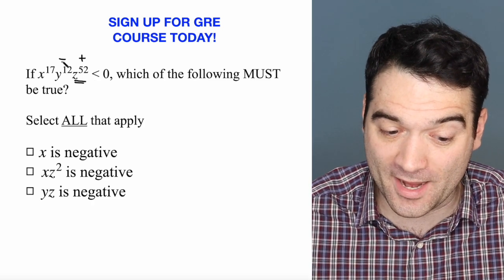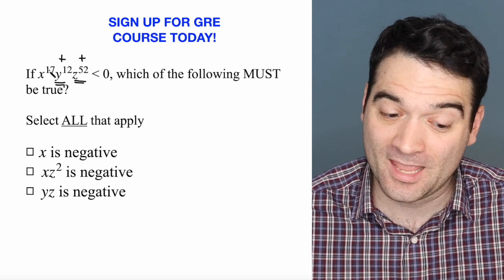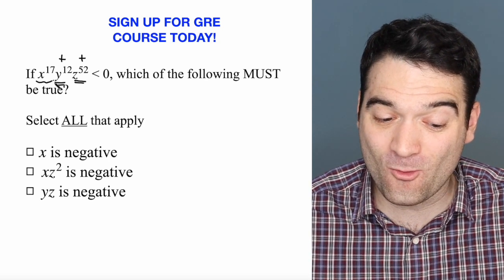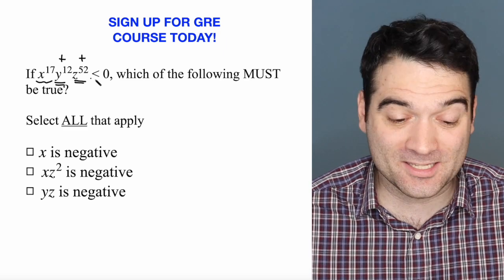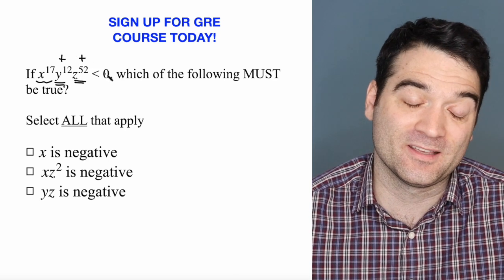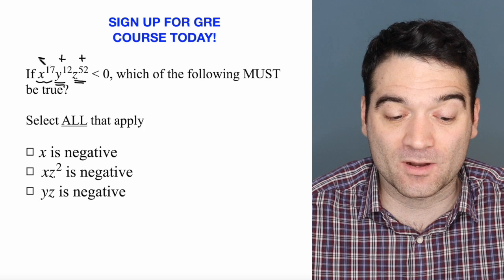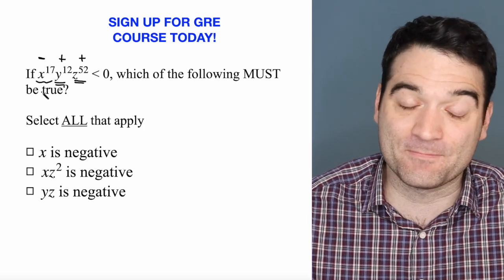So the same is true with y. So that means that y to the power of 12 is going to be a positive number. Now, I don't know what x equals, but let's look at what we have. Something times a positive is a negative, less than 0. That means that x to the power of 17 has to be a negative number.